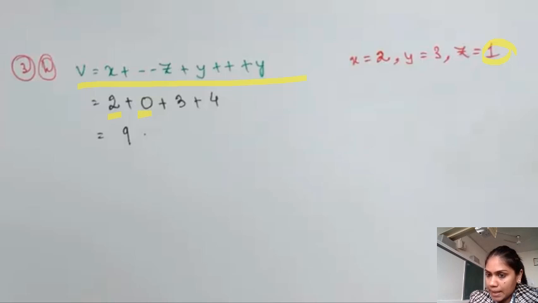Then plus y. Plus y means simply the value of y, which is 3. Then y++ uses the value first, because it is postfix, not prefix, and it will increase the value when it goes to the next variable. So here we will take 3, and after that its value is incremented to 4. So the next y will be 4, and when the whole is added, 2 plus 0 plus 3 plus 4, we will get the output as 9.